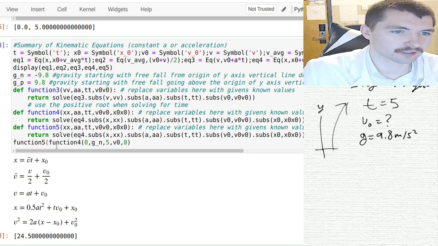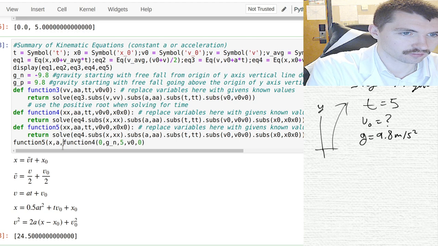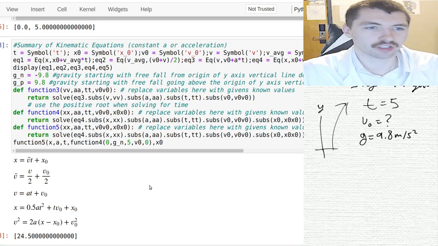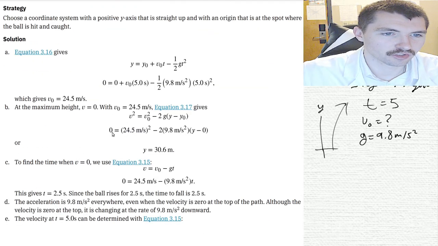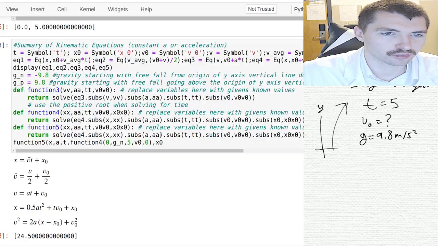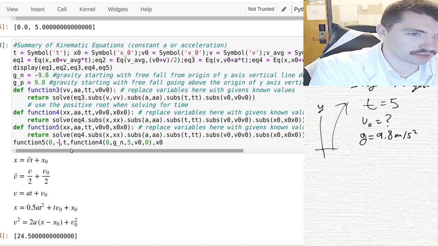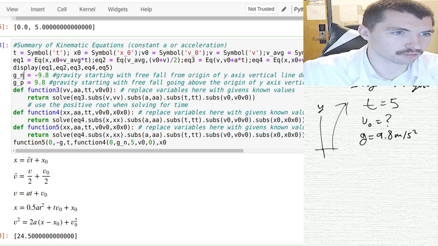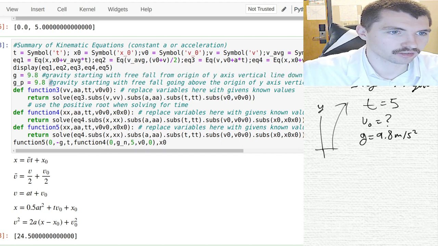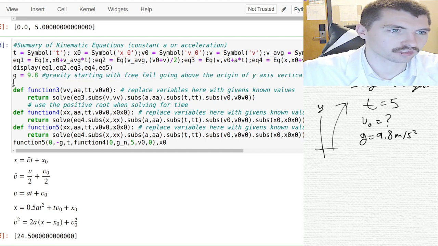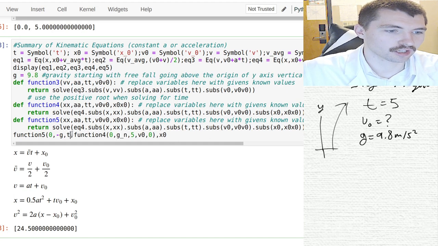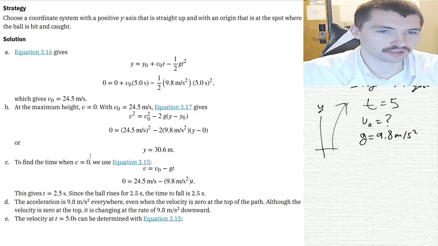It's going to be V naught, x naught. Okay, about out of time. So what did they plug in? 0, 24, 0. Okay, so it's 0. Final velocity is 0. They're doing negative gravity, negative g. Maybe that's better. Okay, negative g. Time is 5. And then x naught.